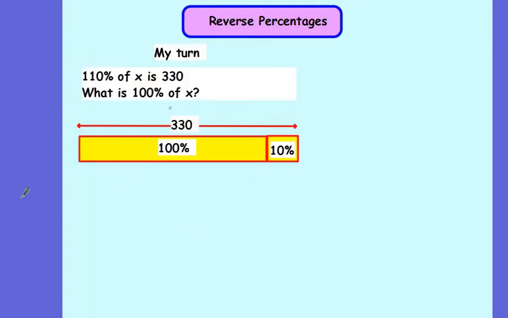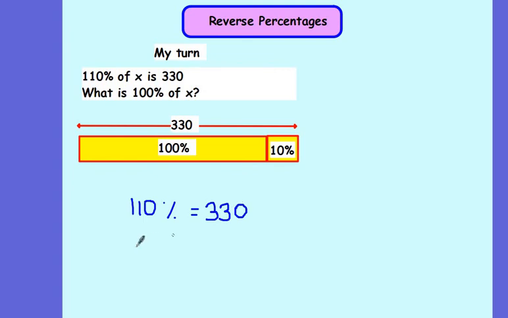Okay, so we've been looking at percentage decreases. We're going to look at percentage increases now. If I've been told that 110% of x is 330, what's 100% of x? What was my original x? So we know that 100 plus 10% is going to equal 330. How could I work out what 10% was if I know 110% is 330?